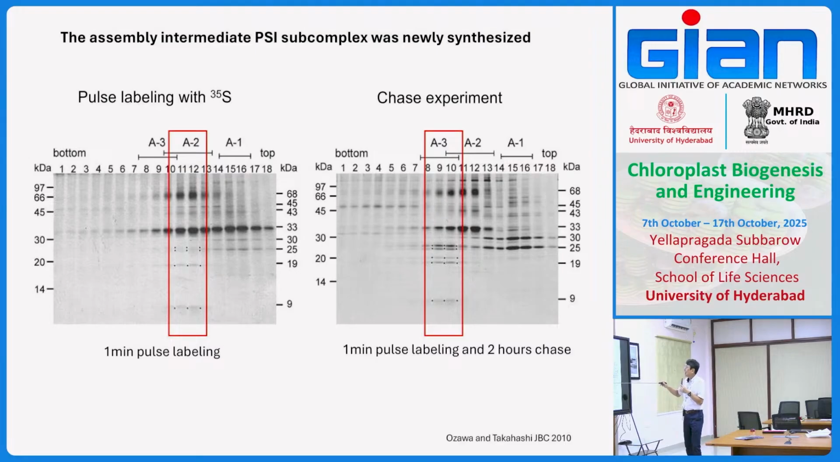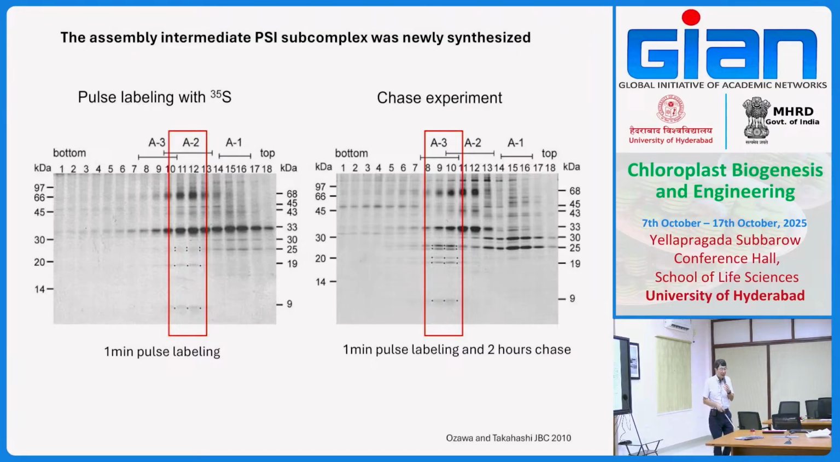Also for PS1, the A2 fraction was more shifted to A3, and the other peripheral PS1 subunits are also present here. But this PS1 is still here. So the assembly process is slower in PS1, but you can still see the change in 2 hours. And you can see a stronger signal of light harvesting complexes here.